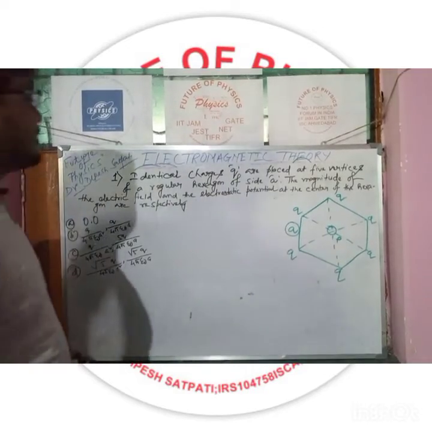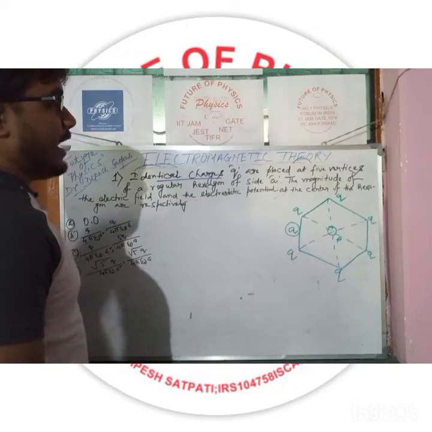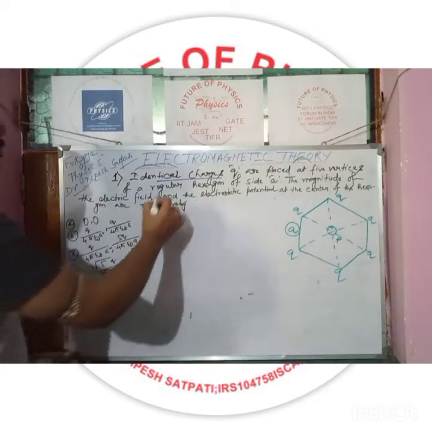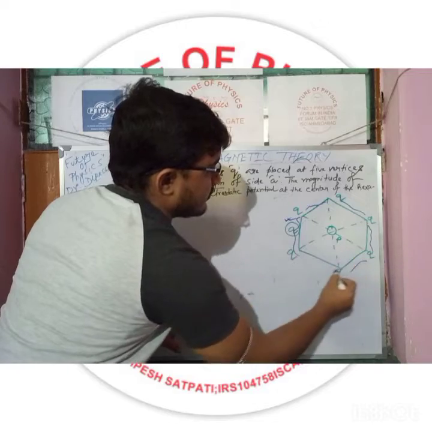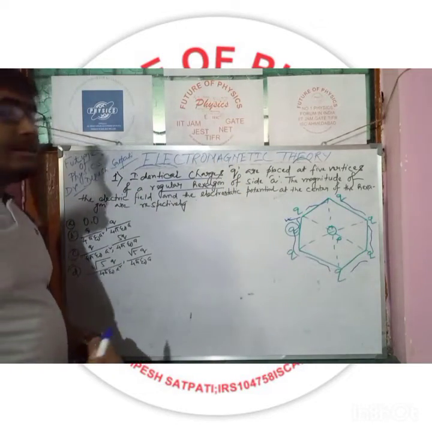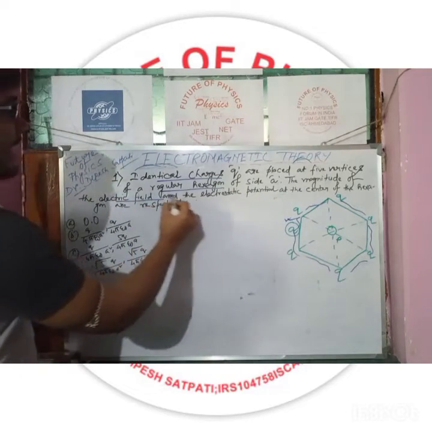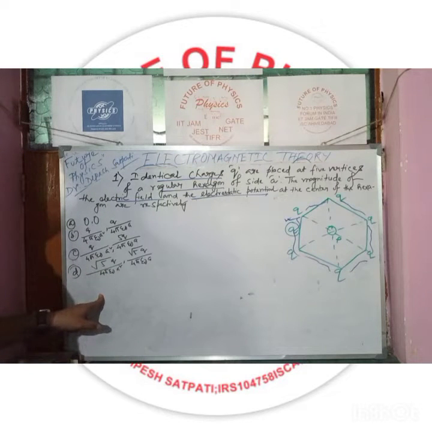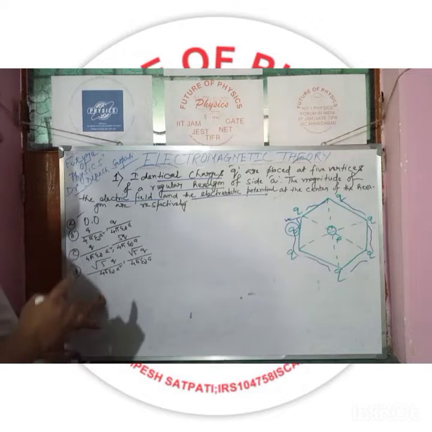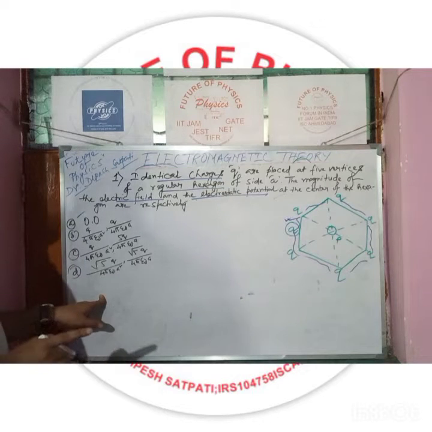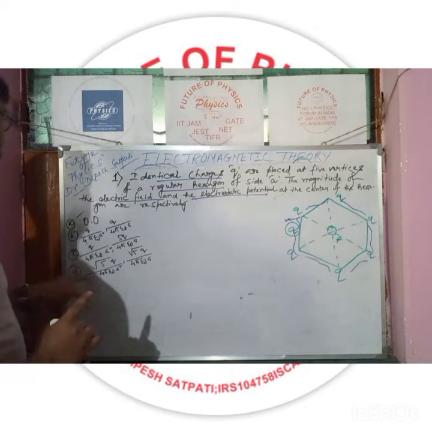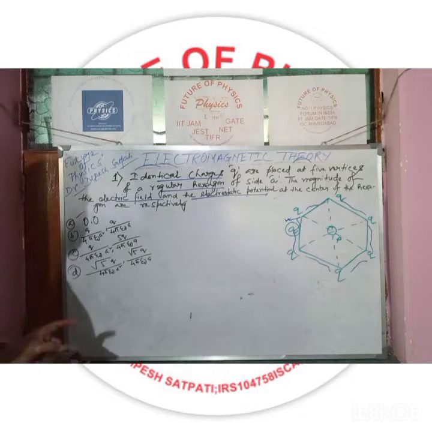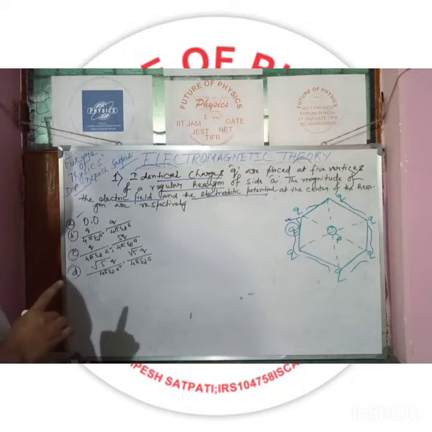Students, now start the first question. Identical charges Q are placed at 5 vertices of a regular hexagon of side A. The magnitude of the electric field and the electrostatic potential at the center of the hexagon are respectively: option A, 0, 0; option B, Q by 4 pi epsilon 0 a square, Q by 4 pi epsilon 0 a; option C, Q by 4 pi epsilon 0 a square, 5Q by 4 pi epsilon 0 a; option D, root 5 Q by 4 pi epsilon 0 a square, root 5 Q by 4 pi epsilon 0 a.